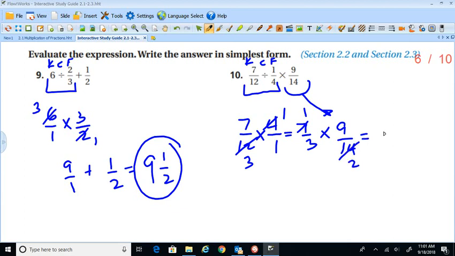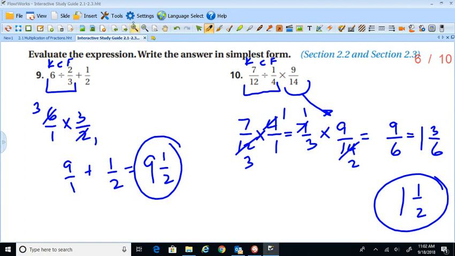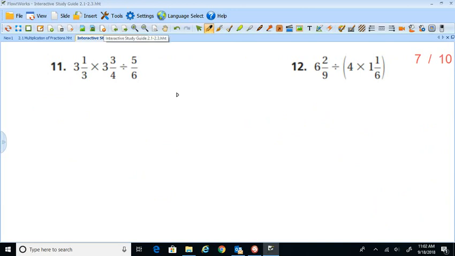And I end up with 9/6, which becomes 1 3/6, also known as 1 1/2. So even with order of operations, you still have to follow the rules of the order of operations. Here are 2 more examples.